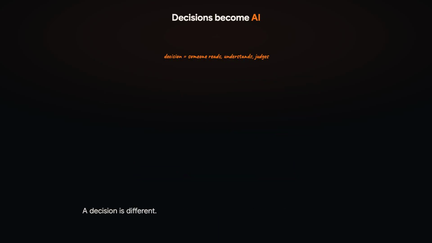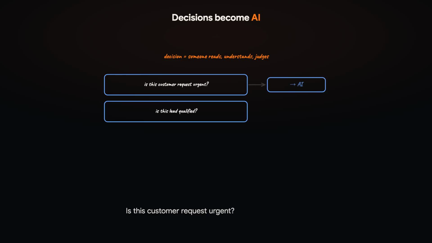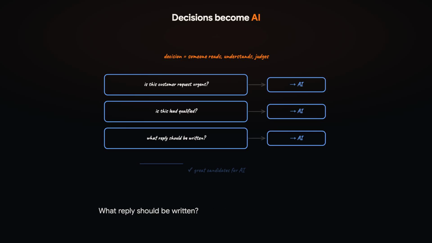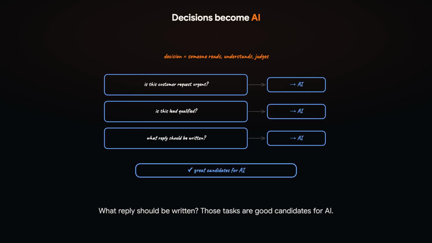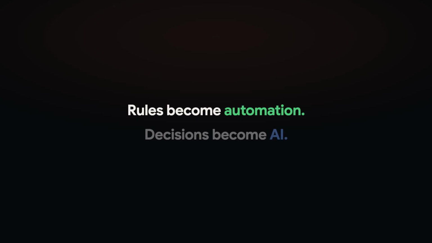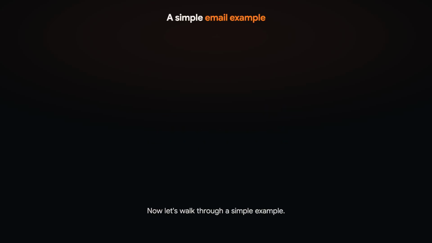A decision is different. Someone has to read, understand, or judge the situation. Is this customer request urgent? Is this lead qualified? What reply should be written? Those tasks are good candidates for AI. Here's the key idea. Rules become automation. Decisions become AI. Now let's walk through a simple example.